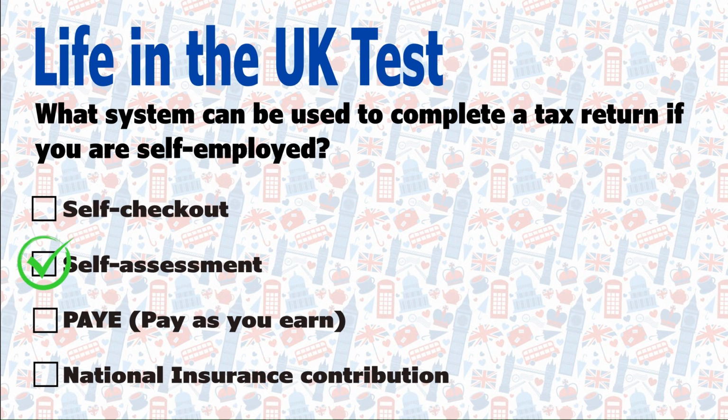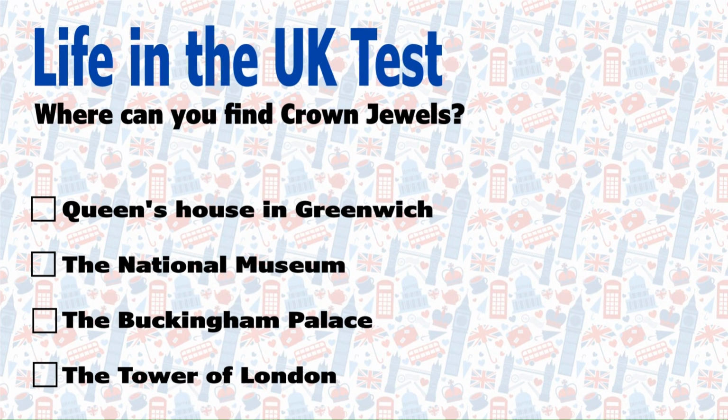Self-assessment. For most people, the right amount of income tax is automatically taken from their income from employment by their employer and paid directly to Revenue and Customs, HMRC, the government department that collects taxes. This system is called pay as you earn, PAYE. If you are self-employed, you need to pay your own tax through a system called self-assessment, which includes completing a tax return. Where can you find the crown jewels?